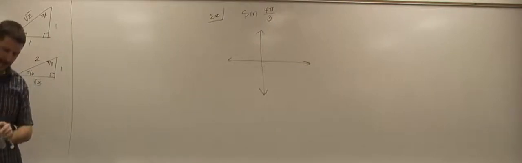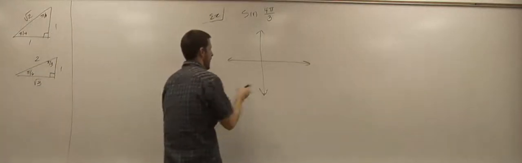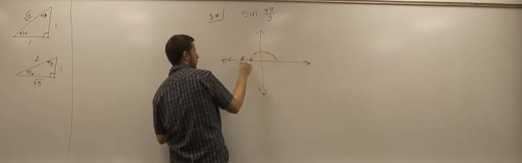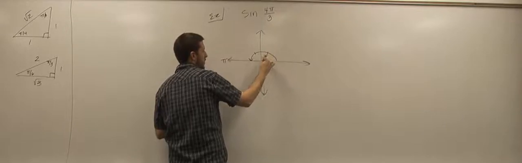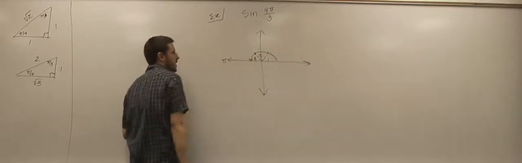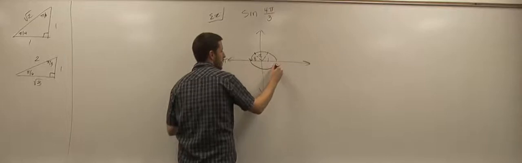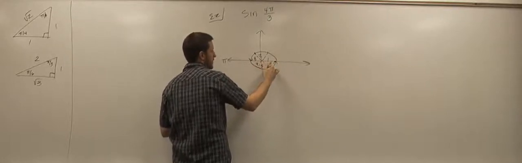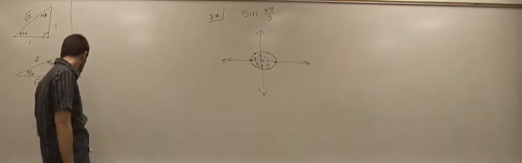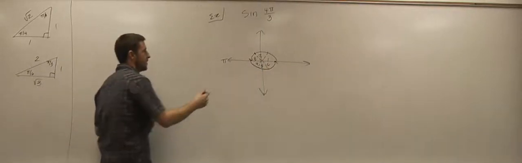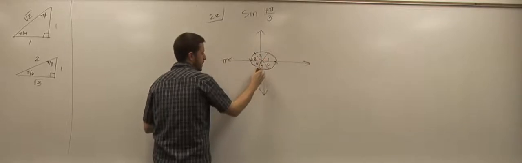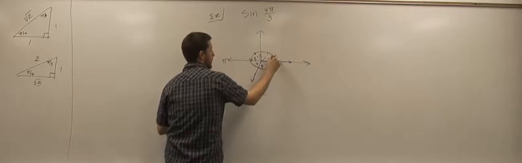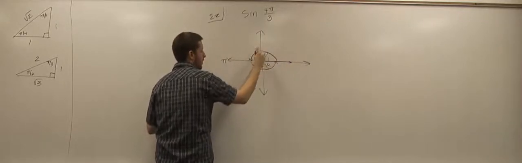So if I were going to graph that, I'd take my pi, split it into 3. So 1 pi over 3, 2 pi over 3, 3 pi over 3. But I actually need to go 4 pi over 3. So I split this guy up as well. 4, 5, 6. So then I see that 4 pi over 3 lands down here. This guy from here all the way over here.